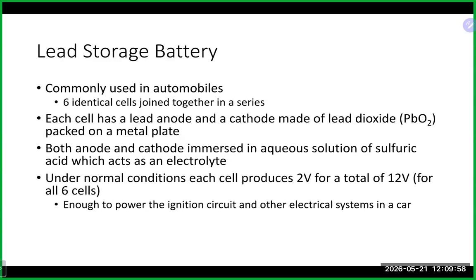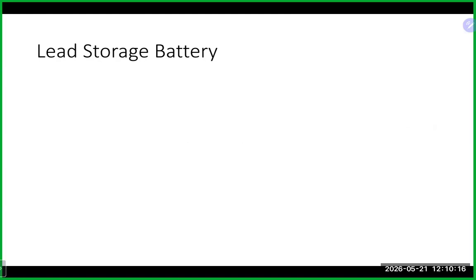The classic lead storage battery in our cars is 6 identical cells joined together. Each one gives about 2 volts, which is your 12-volt battery, which is enough to get your car started there. Ignition circuit, electrical system, unless you're late for wherever you're going, and then it won't start. But usually it's enough to turn it over.